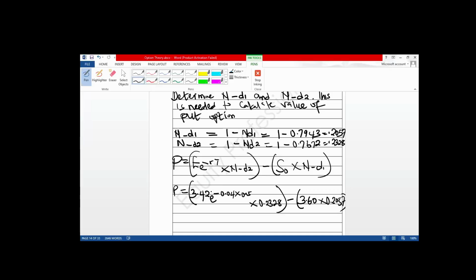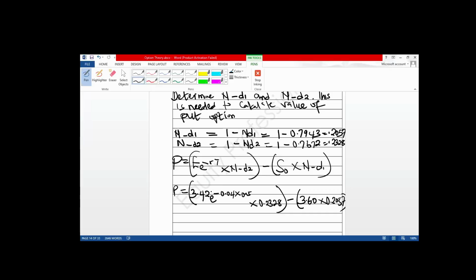Open bracket. Minus 0.04 multiplied by 0.5. Now you said 0.05. This is 0.5, not 0.05. I was making a mistake. 0.04 and 0.5. Close your bracket. Get your answer. Okay, 3.3522.